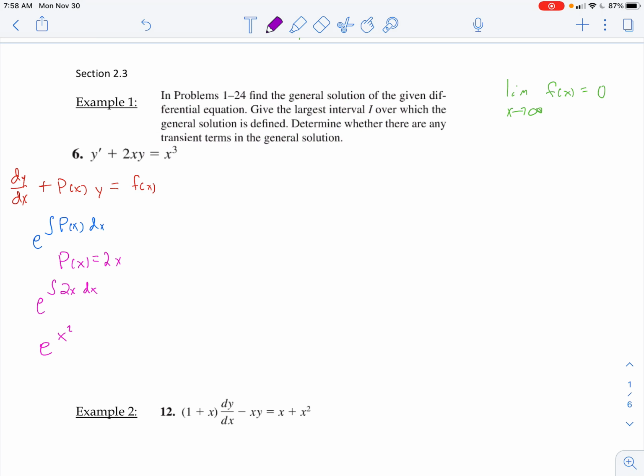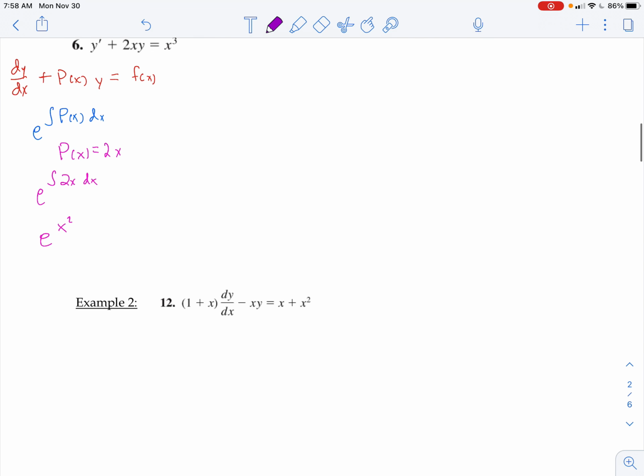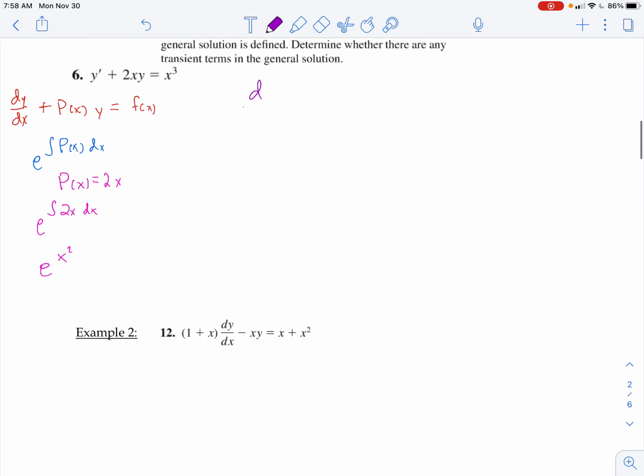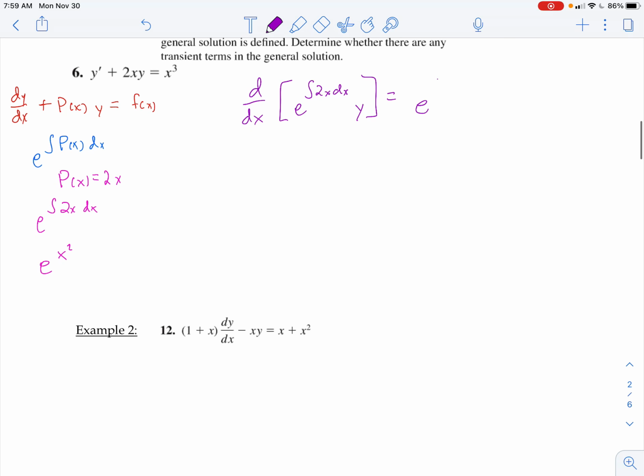All right, now over here, I'm going to go ahead and write it in the term that we want. So we're going to have d, the derivative of, and then we have our integrating factor e to the integral 2x dx times y. And then that's equal to e to the integral of 2x dx times whatever our function is, which is going to be x cubed.